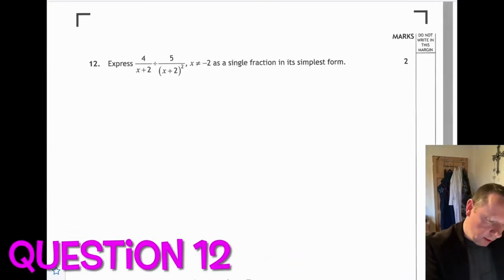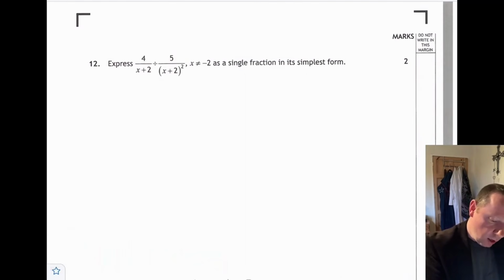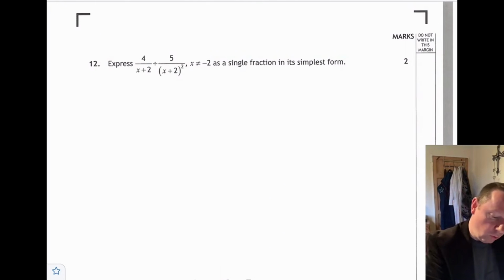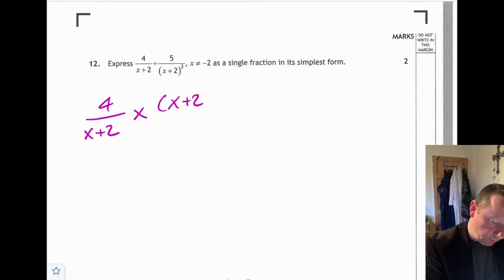Question 12. Express that as a single fraction in its simplest form, algebraic fractions. x plus 2, x plus 2 squared. So x plus 2, and it's a divide. So the first thing we're going to do is get rid of that divide. So we've got 4 over x plus 2. Divide means we change to our times, and we flip the second one upside down.